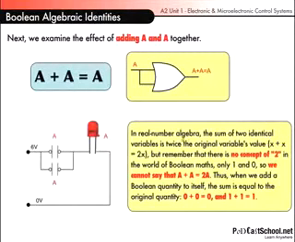So I've said there, in real number algebra, the sum of two identical variables is twice the original variable's value. X plus X would normally equal 2X. But remember, there is no concept of a 2 in the world of Boolean maths, only ones and zeros, so we cannot say that A plus A equals 2A. Thus, when we add a Boolean quantity to itself, the sum is equal to the original quantity. So 0 plus 0, or 0 OR 0 equals 0, and 1 OR 1 equals 1. But both of those are fulfilled by this identity, A OR A equals A. Okay? So these are the facts so far.